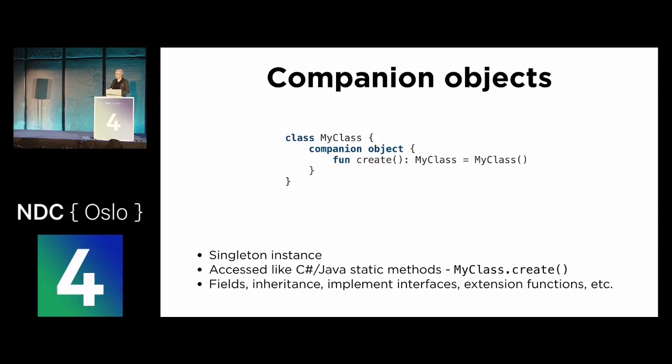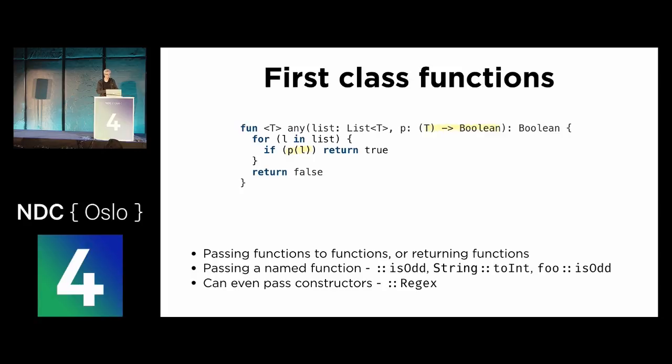But because it's an object, you can do more interesting things with it. You can have an object which has got inheritance. It can implement interfaces. You can even create things like extension functions for companion objects. I'm not entirely sure why you'd want to do that, but you can. It's something I'm not entirely sure I would use very much of, but it's available and it's there to you, and it's fun. It's interesting.